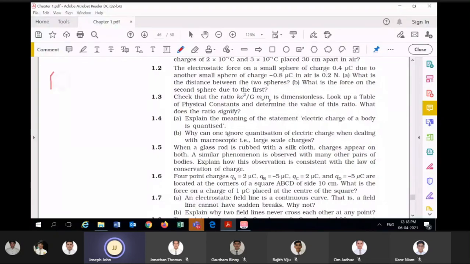K is 1 by 4 pi epsilon naught, you know. That is equal to that value. Today I gave you 9 into what? 9 into 10 raised to 9. Nm squared C minus 2. Nm squared C minus 2.